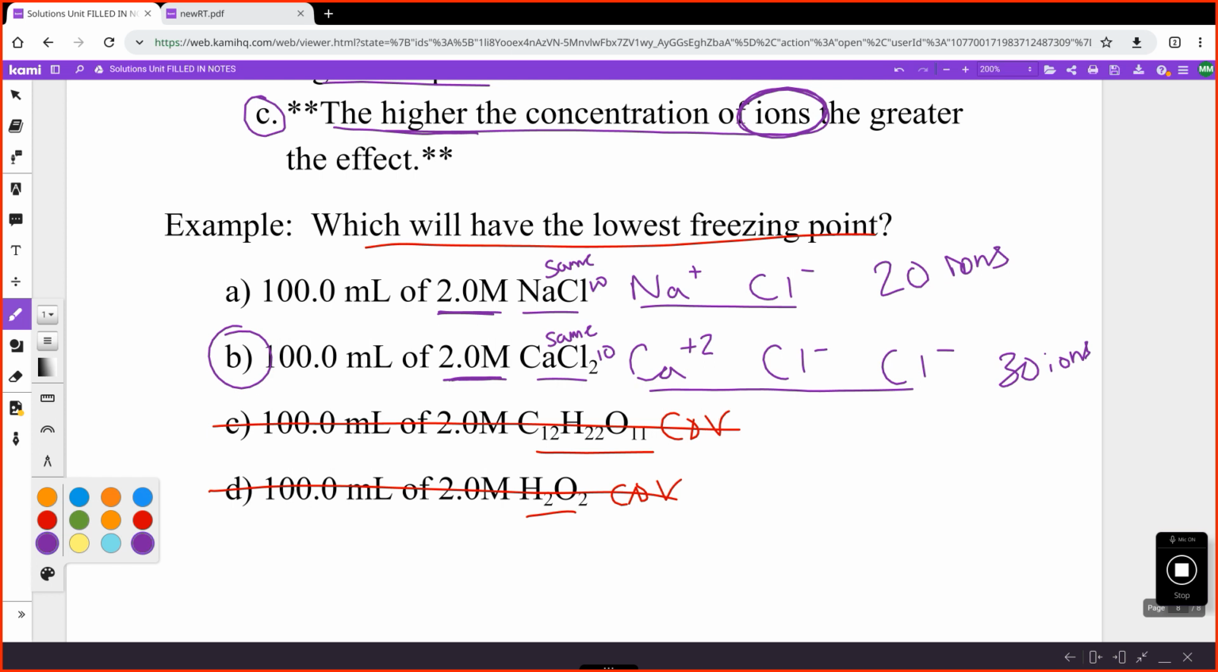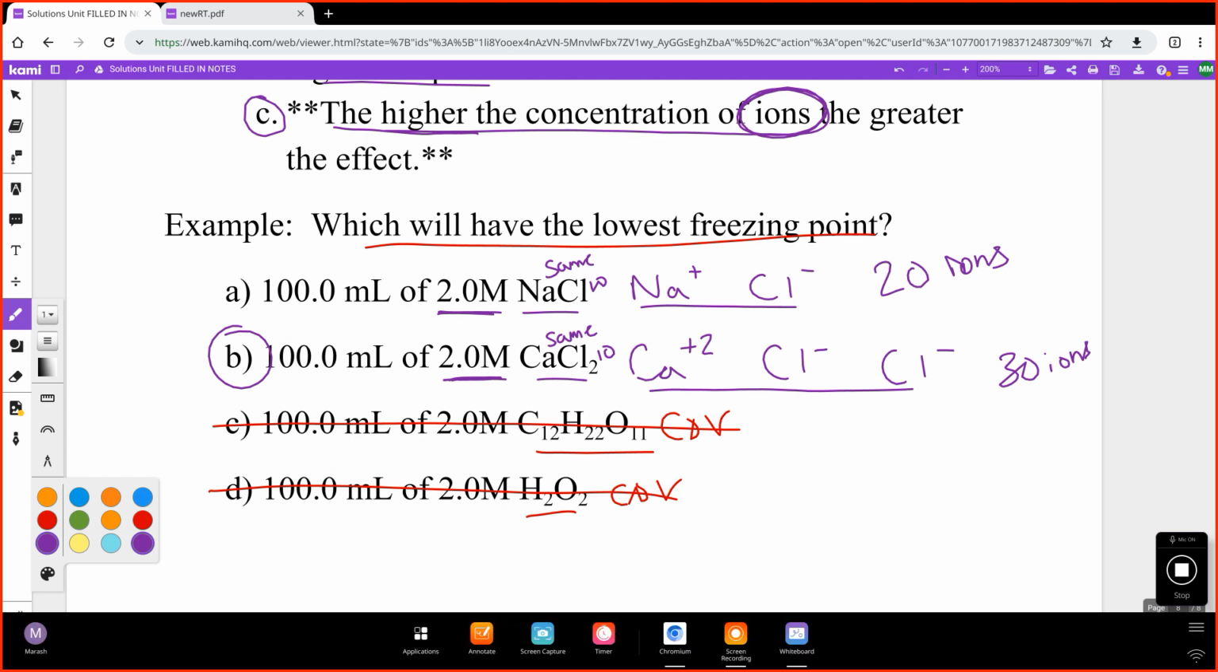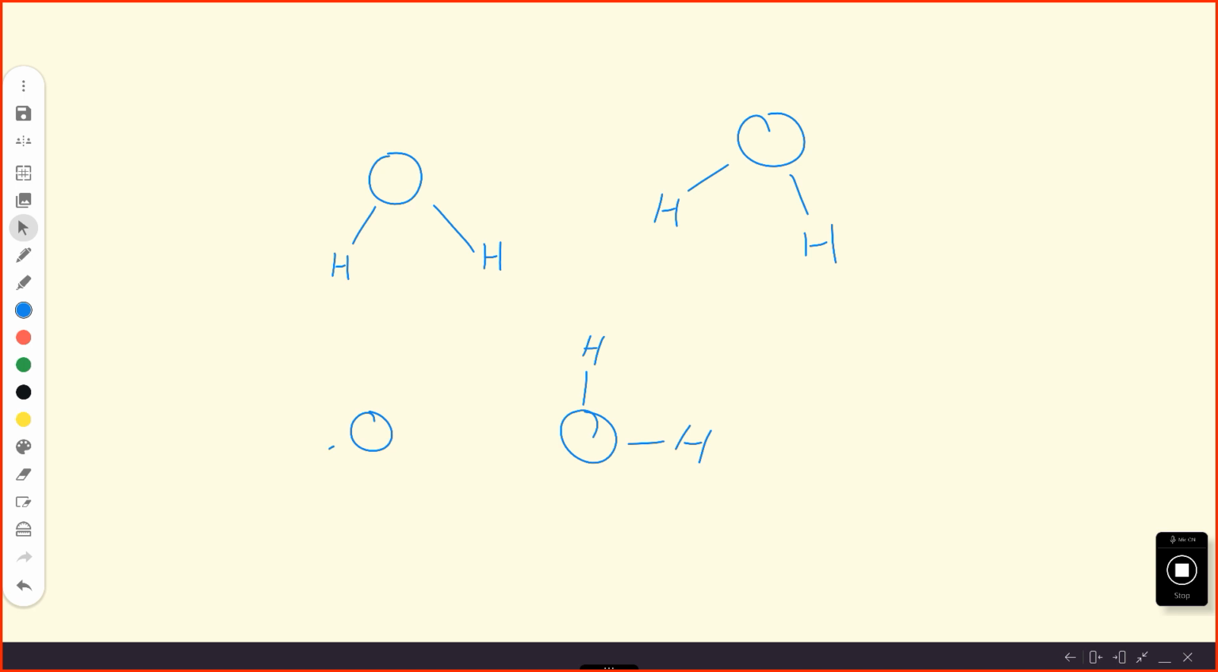So that's really, as far as the Regents is concerned, the extent of what colligative properties goes through. What I want to do right now is just show you why this happens. This is not something that you're ever going to be quizzed or tested or asked about for the Regents, but it is good to understand what is happening. So I'm going to draw some water molecules right here. H2O, H2O, H2O. I'm just going to draw 4 of them.